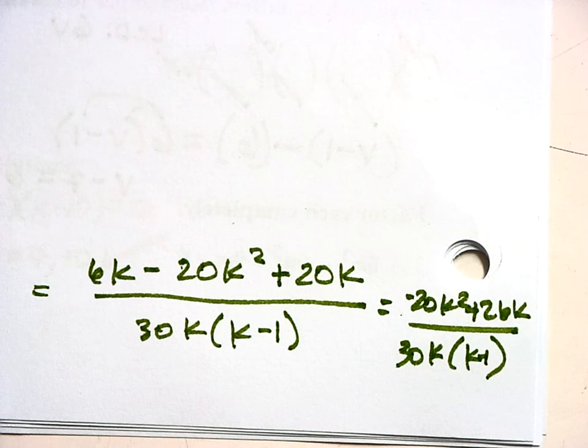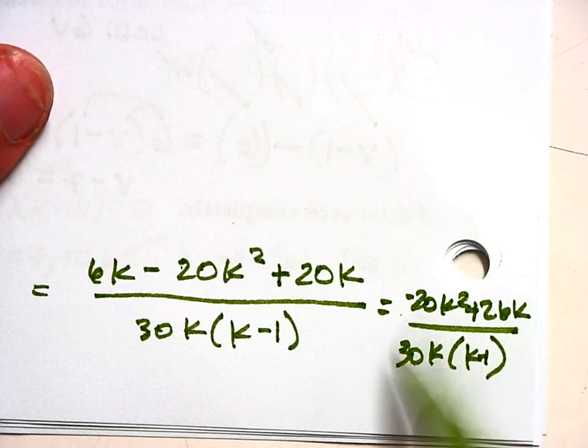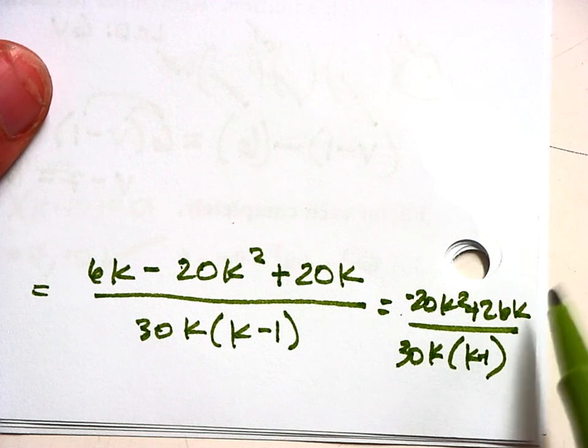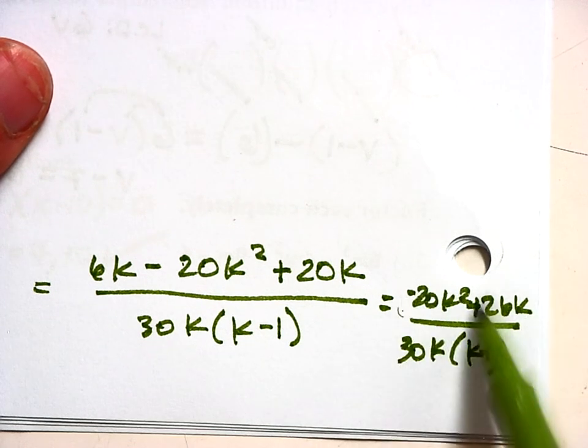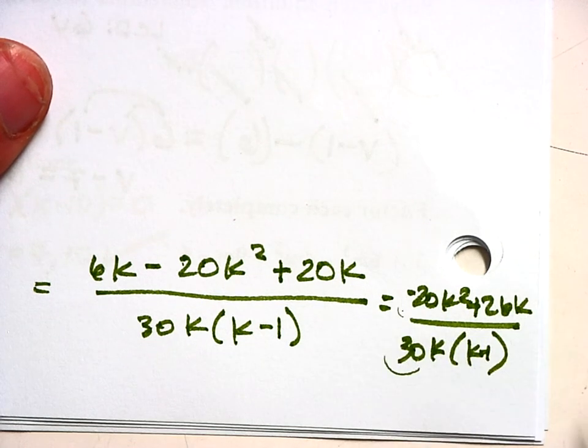Okay, you could simplify, divide everything by 2. Those are definitely all divisible by 2. And so that would just change these numbers. It would change the negative 20, the 26, and the 30.